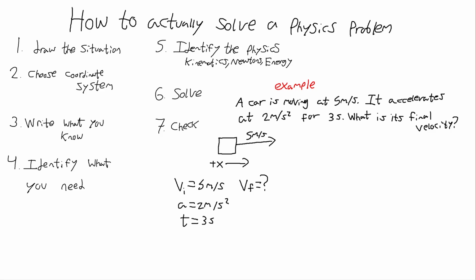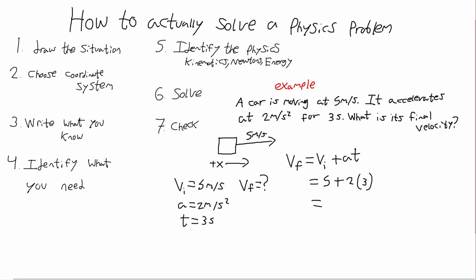Step 5 is the hardest step. What kind of information did they give us? They told us velocity, acceleration, time. So this would be a kinematics problem. I'm going to upload a video just on kinematics for this course, but one of the kinematics equations is the final velocity is equal to the initial velocity plus acceleration times time. So now we can do step 6 where we can just solve the problem. We know initial velocity, which is 5. We know the acceleration, which is 2. And we know the time, which is 3. So the final velocity is 11 meters per second.